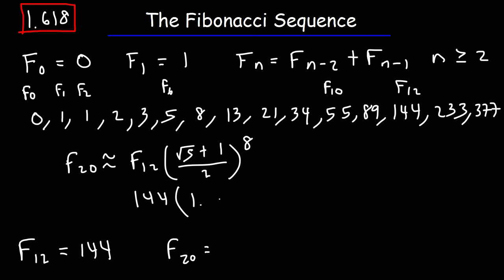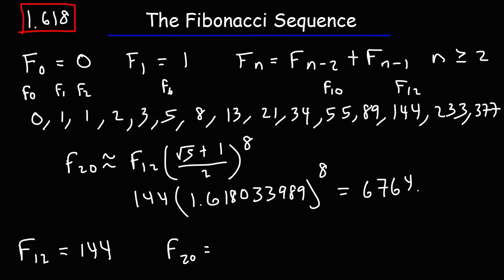For those of you who want a decimal value, this is 1.618033989 raised to the 8th power. So you should get 6764.935 approximately. So rounding that to the nearest whole number, this is 6765. So that's the 20th term in the sequence.